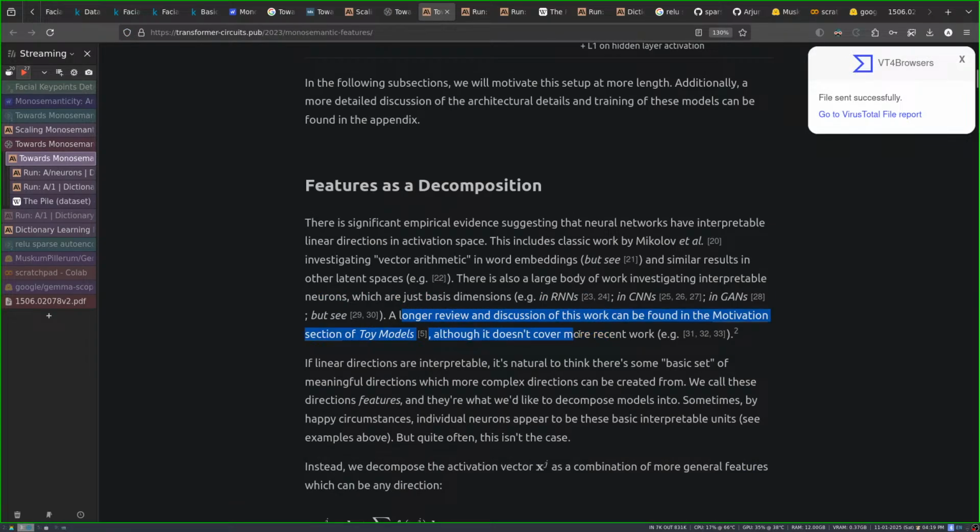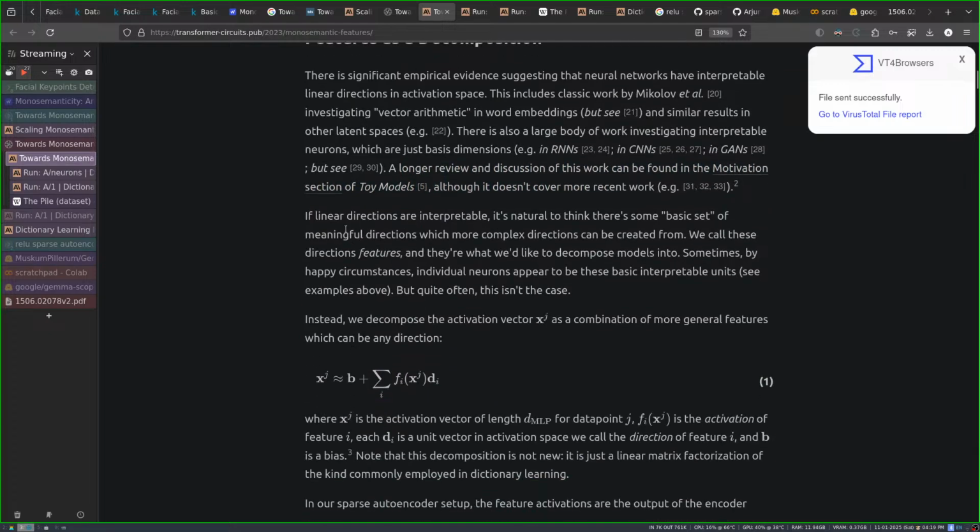A longer review can be seen in the survey. And if linear directions are interpretable, it's natural to think that there is some basic set of meaningful directions which more complex directions can be created from.